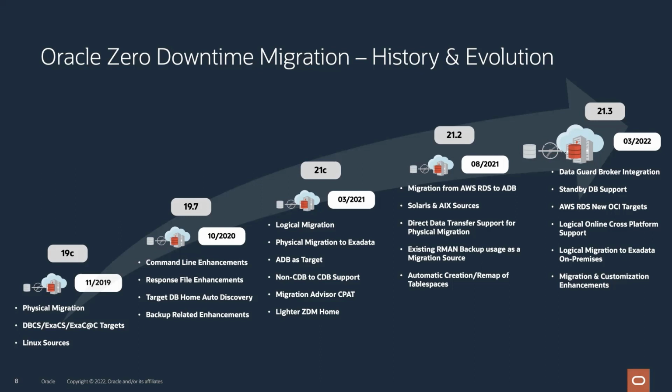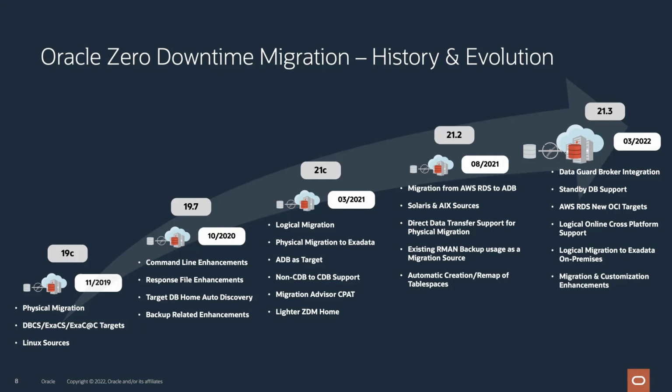So, for instance, in March last year, we released 21c with logical migration, autonomous database target, conversion for multitenant databases, etc. Then late last year, we presented the capability of cross-platform migration, better enhancements for physical migration, and also having databases coming out of AWS RDS. And then this year, we introduced 21.3, that has a really good set of features regarding physical migration, like Data Guard Broker integration.